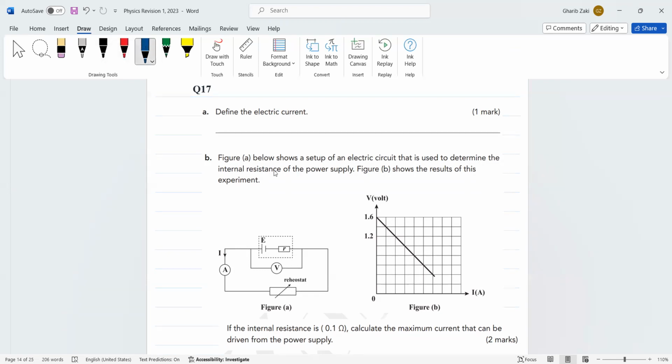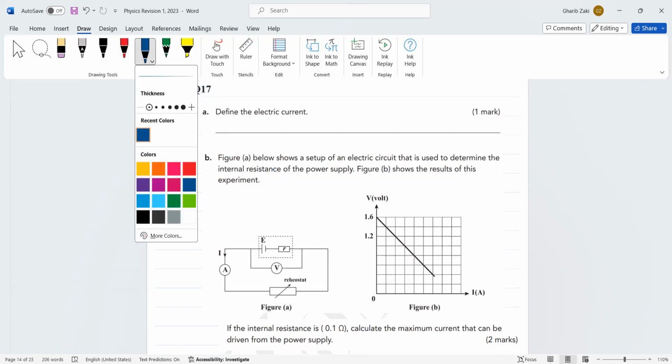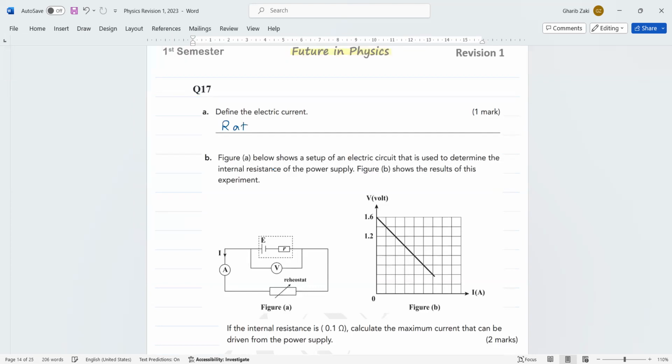Now, the electric current is what? Rate of flow of a charge past a point.